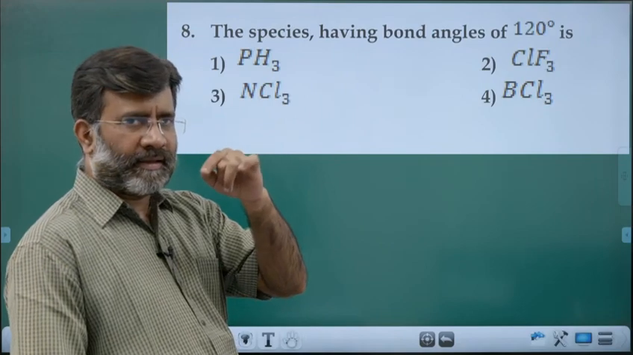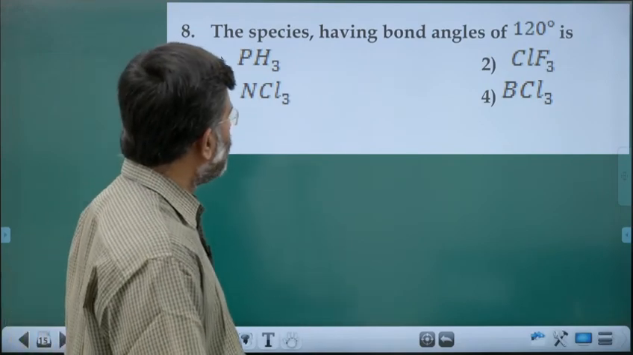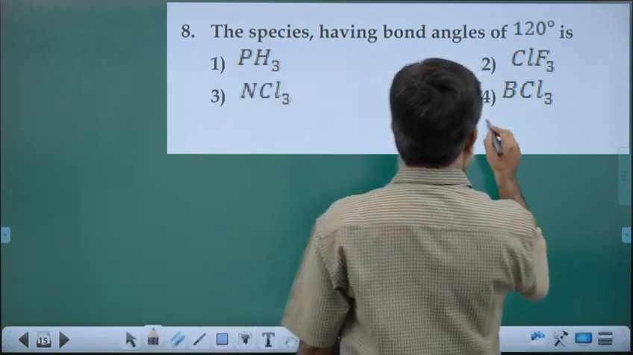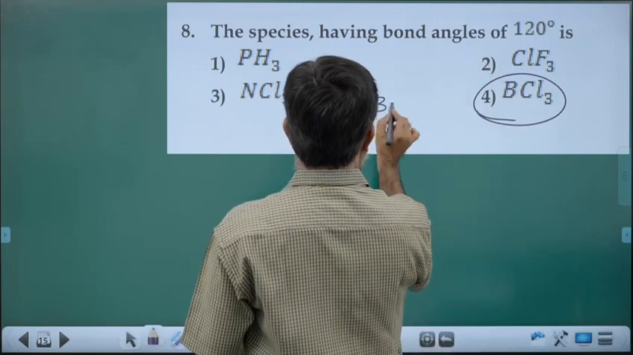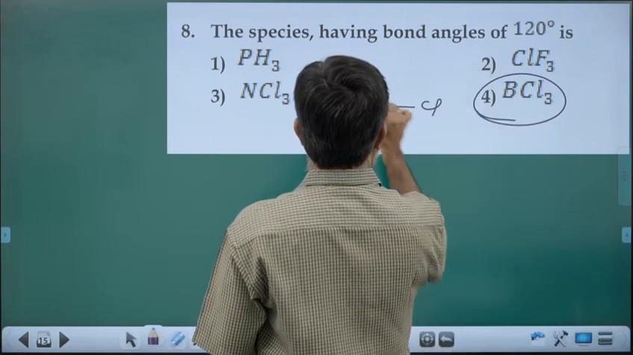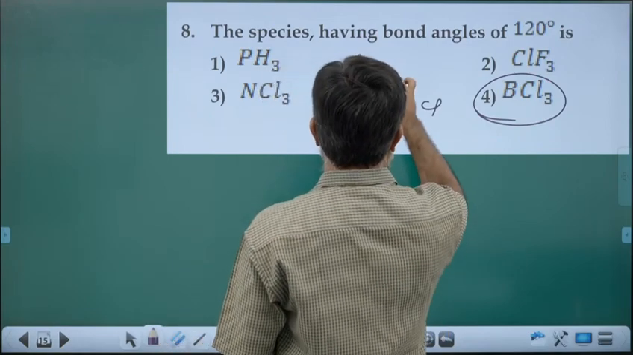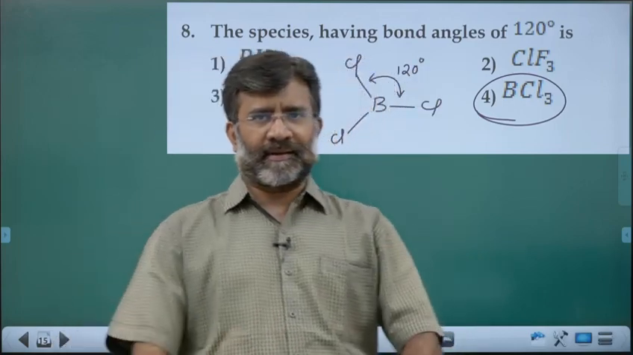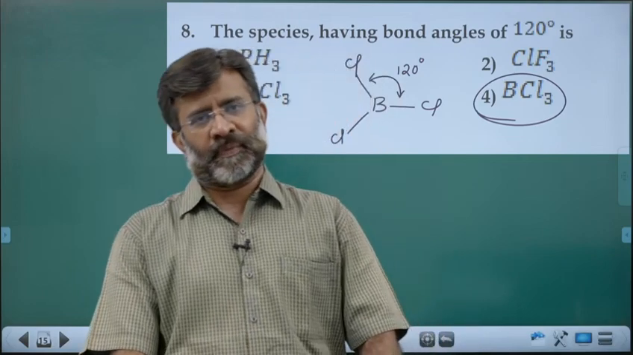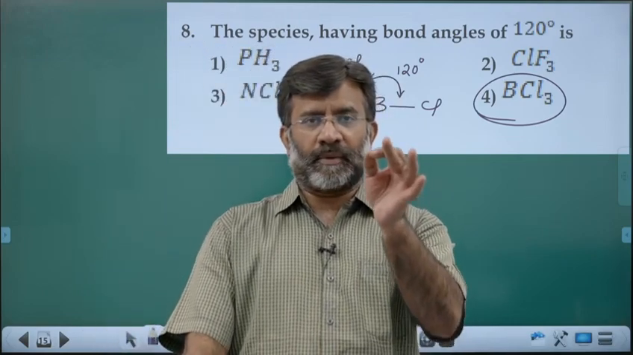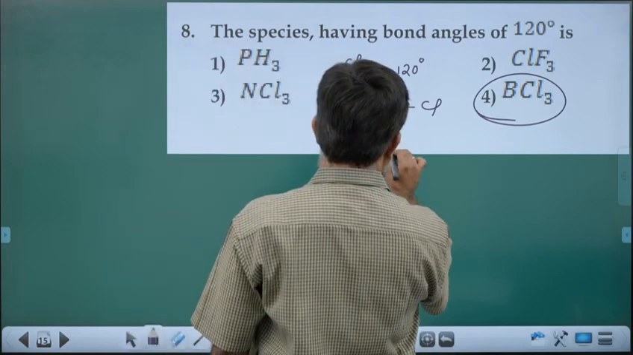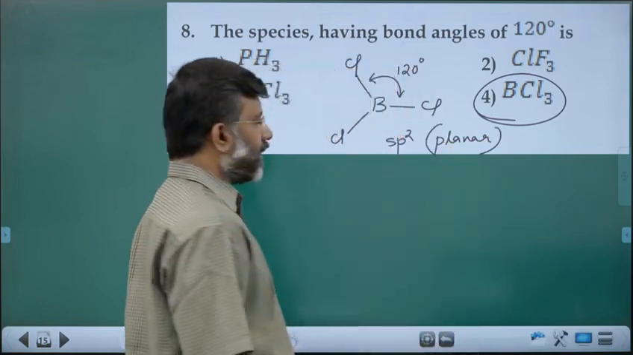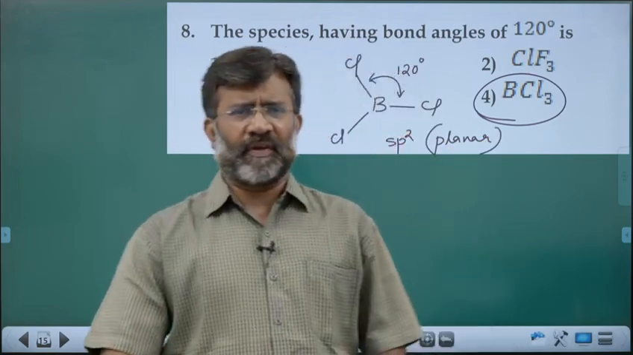NCl3 is in the range of ammonia bond angle. And here we have the direct answer, BCl3. That is a regular geometry, BCl3, sp2 hybridization and regular geometry, trigonal planar with a bond angle 120 degree. BCl3 is the answer, sp2 hybridization, planar with a bond angle 120 degree. That is the answer, a very famous molecule.